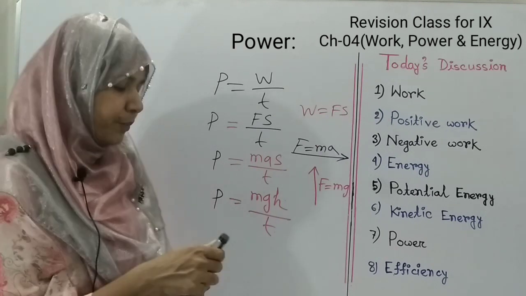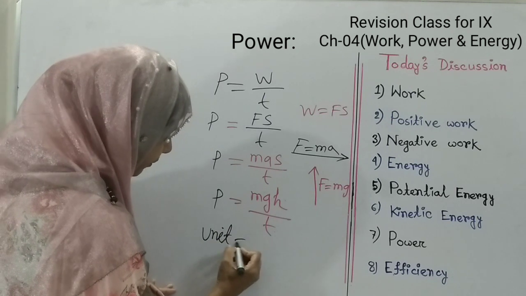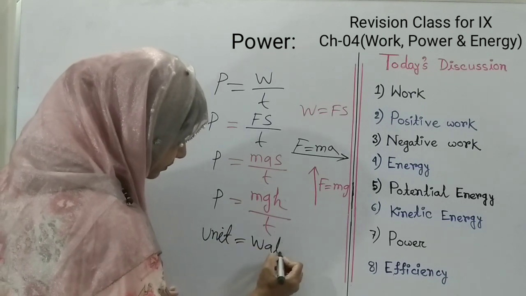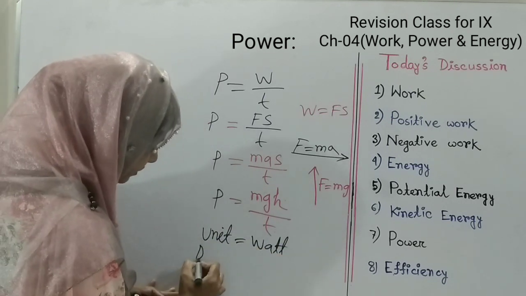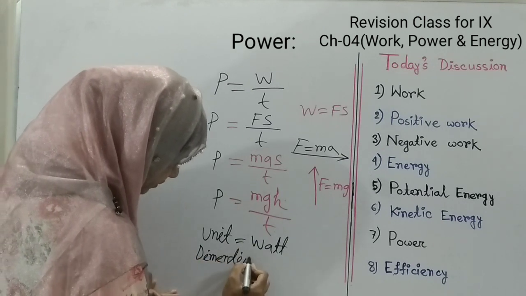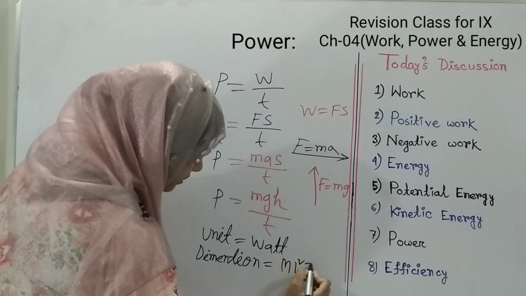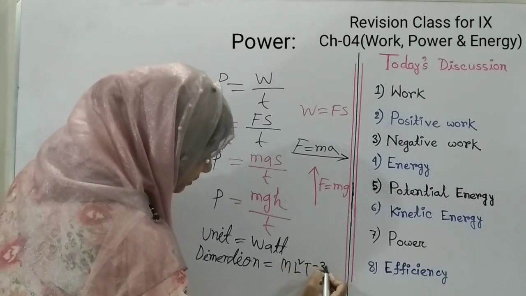And the unit of power is watt, and the dimension is M L squared T to the power of minus 3.